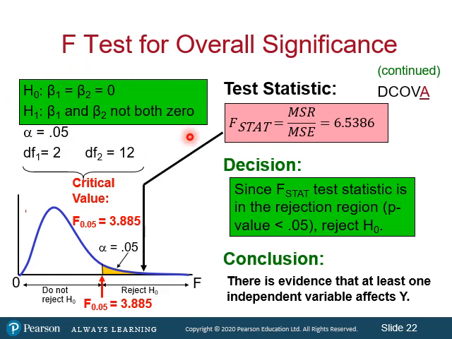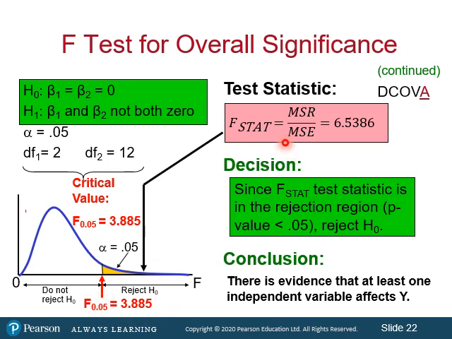So we have the hypothesis already written. Degrees of freedom 1 is K, which equals 2 independent variables. Degrees of freedom 2 equals 12 because N minus K minus 1, where N is 15 and K is 2: 15 minus 2 minus 1 gives you 12. If you look at the F table, you get a critical value at 5%, alpha 0.05, of 3.885.